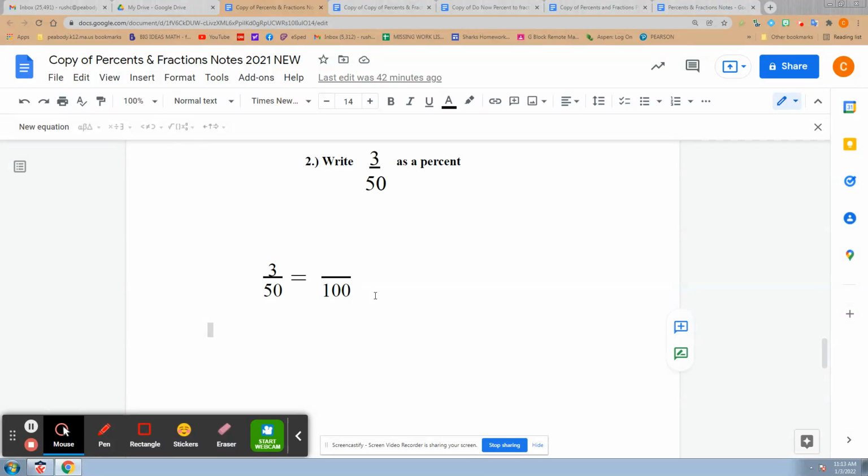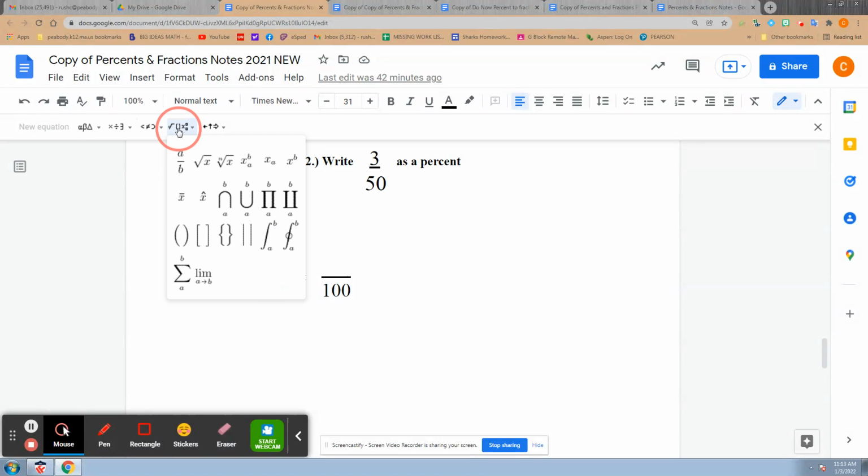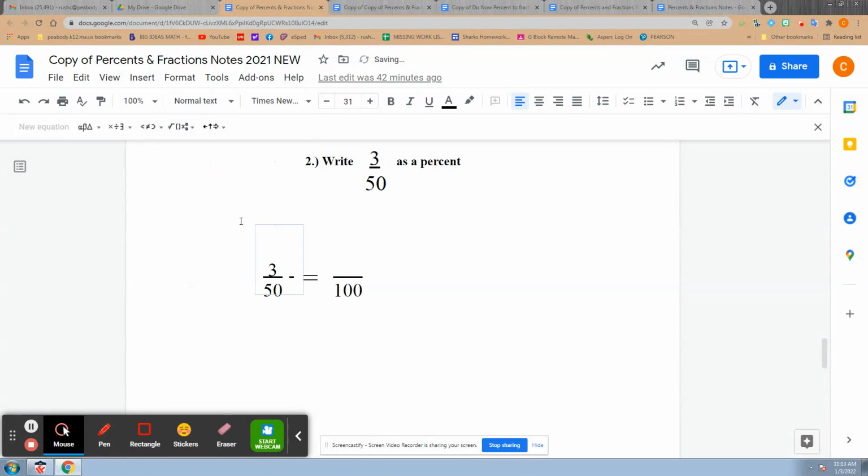So I would copy down exactly what I have here. 3 over 50 equals blank over 100. Then we have to figure out what you would multiply by. And this is normally where you would use your chart. Unfortunately, there's no 50 on our multiplication chart, so this is just a good one to know. 50 times 2 is 100.